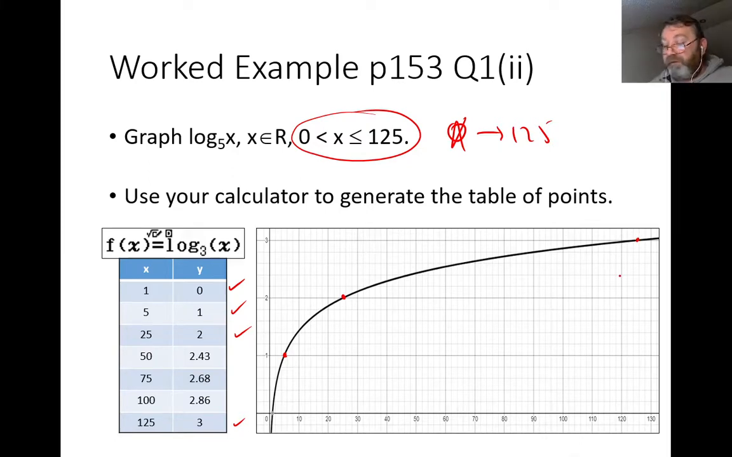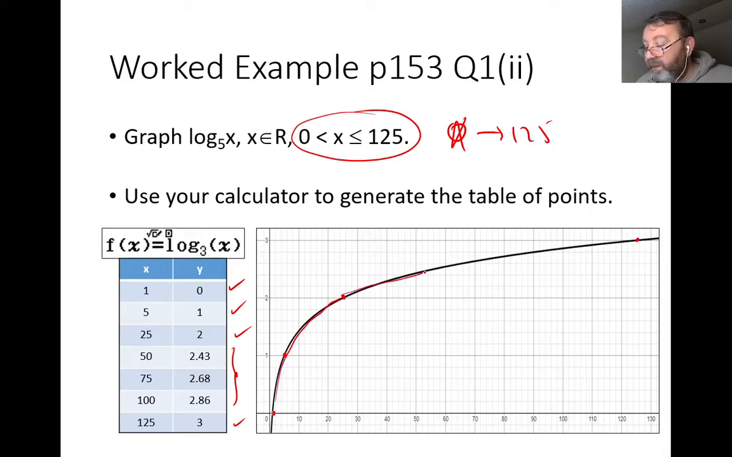Now, there's enough information there for me to be able to draw this. I don't have to draw these 3 here because they're difficult enough to plot. So if I plot (1, 0), (5, 1), (25, 2), and (125, 3), then all I've got to do is join them.